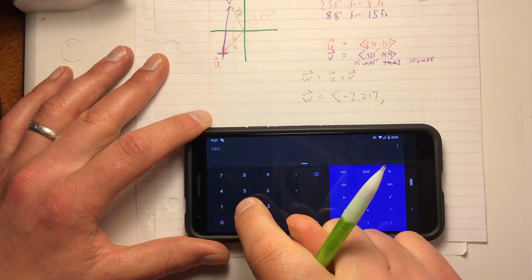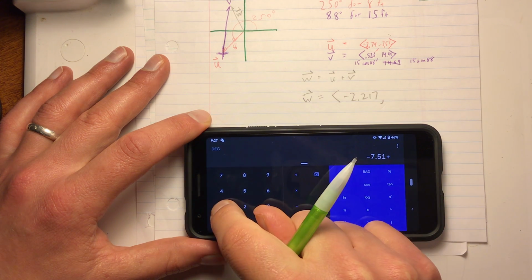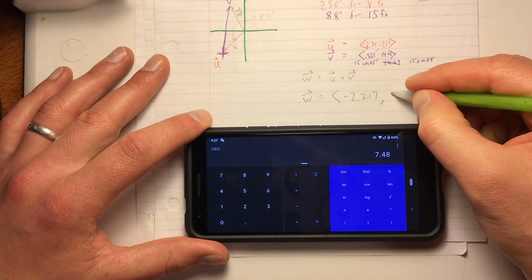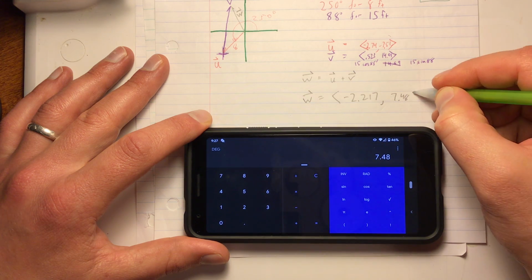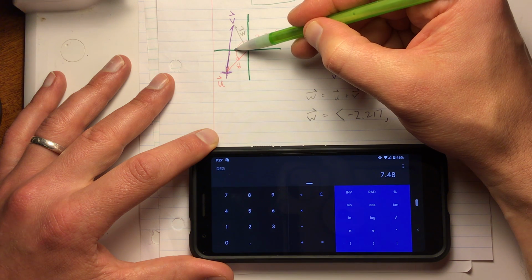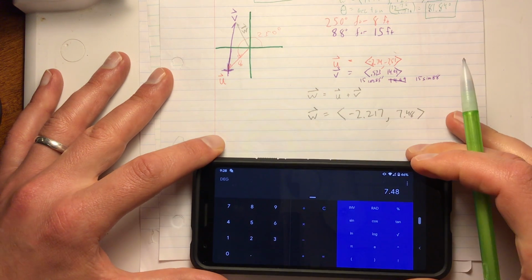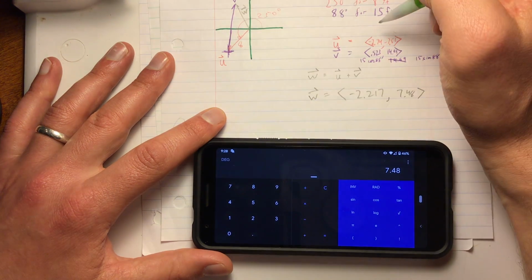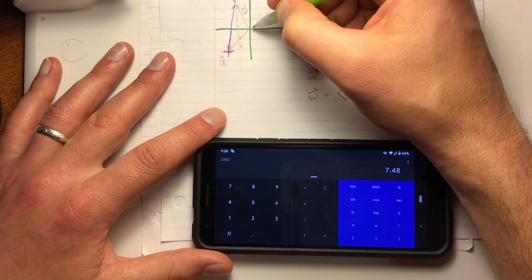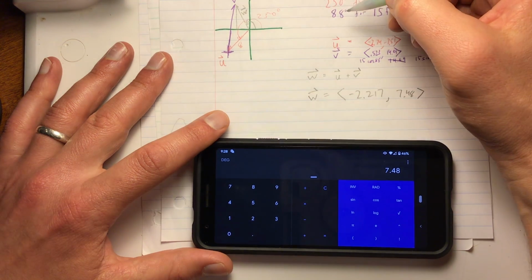Then we got negative 7.51 plus 14.99. It's going to give me 7.48. And this makes sense here. I've gone negative 2 in the x direction, 7.48 in the y direction. Cool. And then if I need to, I can go the block method, or I can take the vector. So let's figure out the magnitude and the direction then.